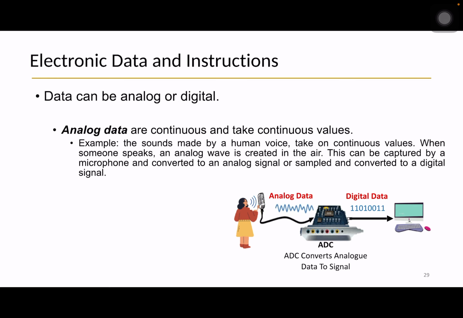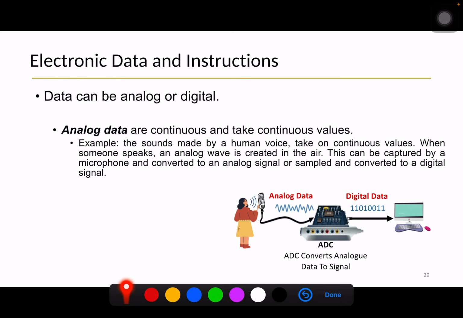Okay, so in representing the data, we actually use two types of signal, that is analog and digital signal. So first of all, we discuss the analog data. Analog data are continuous and take continuous values, for example, the sound that is made by the human voice. The sound made by human voice is an analog data, because the sound is continuously delivered to the human ears.